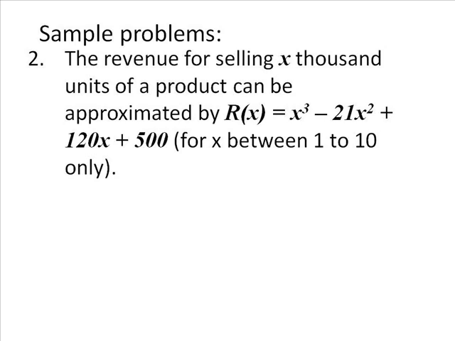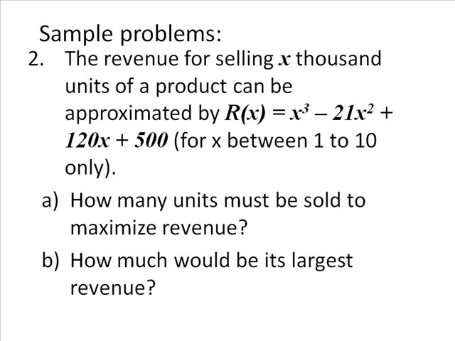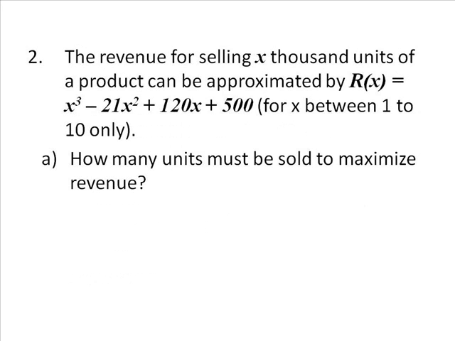Now let's proceed to the second sample problem. The revenue for selling X thousand units of a product can be approximated by the given revenue function, but remember, the revenue function is useful only when X is between 1 to 10 only. You are asked to solve how many units must be sold to maximize revenue, and how much would be its largest revenue.